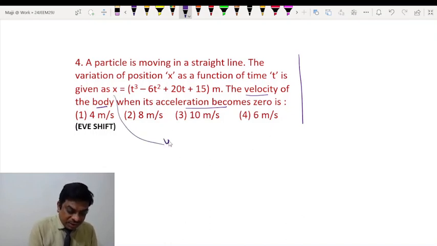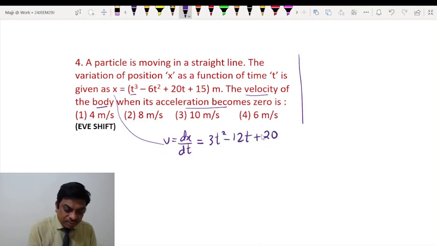So if we differentiate the position with respect to time t, we will get velocity. So this will be 3t square minus 12t plus 20. Differentiating this. Okay students? Then we can take 3t square minus 12t plus 20.